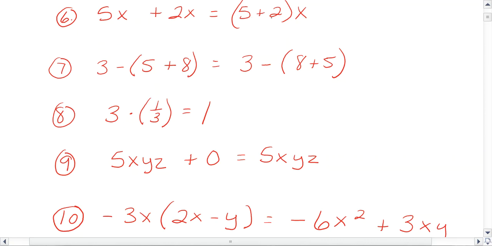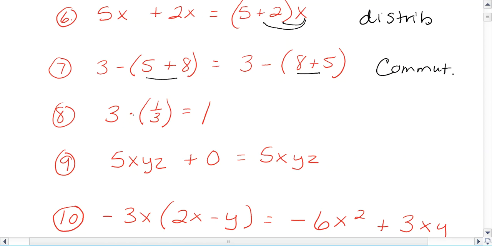This is distribution, and it is sort of backwards, because it doesn't matter if the x is in the front or the back, we can still distribute it to both things in the parentheses. This next one, all we changed was the order of the 8 and the 5. Therefore, this is the commutative property.